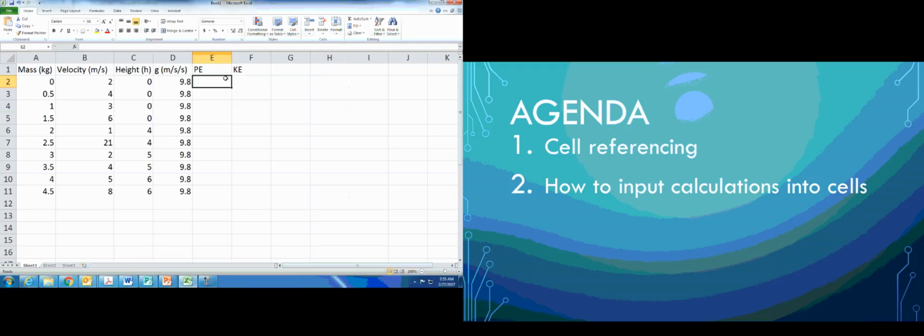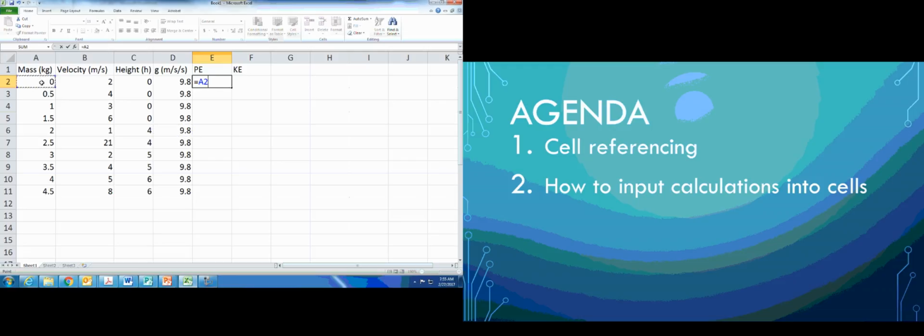So potential energy is given by mass times gravity times height. So if I need to calculate the potential energy of whatever object this is, I would do equals the mass. So in this instance, I would use this mass. Okay, so you see all I did was I clicked it and it came up blue. If I click somewhere else now, B2, C2, etc., etc. Okay, so that's how we're going to cell reference it.